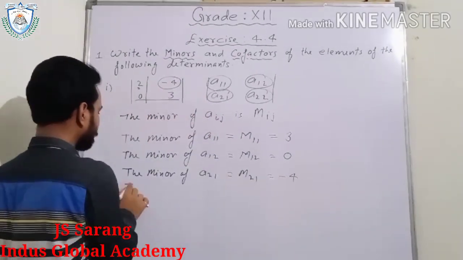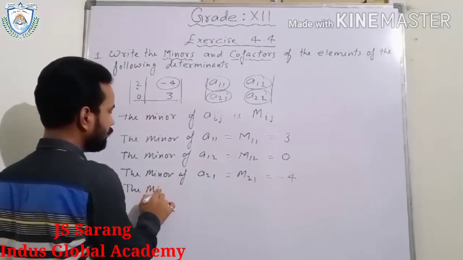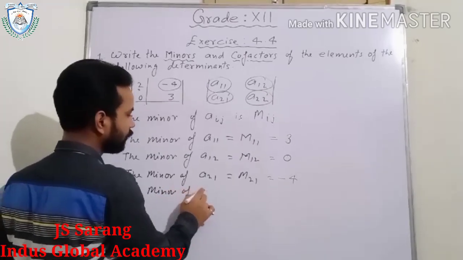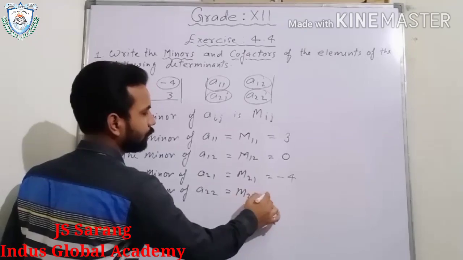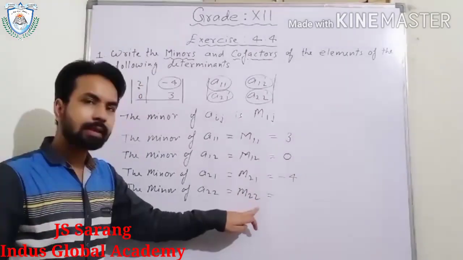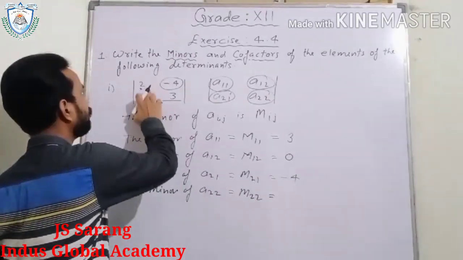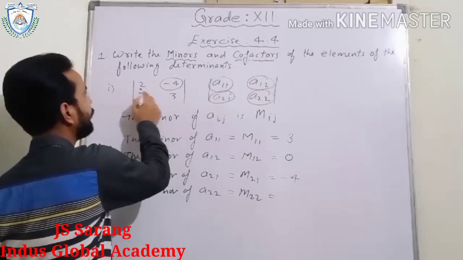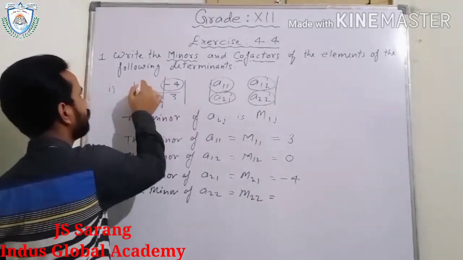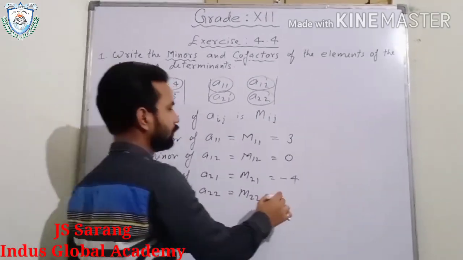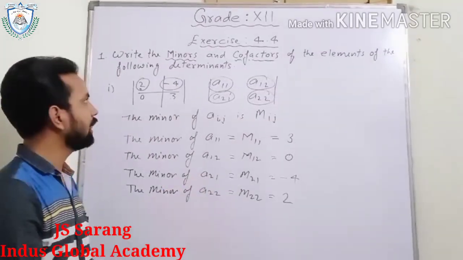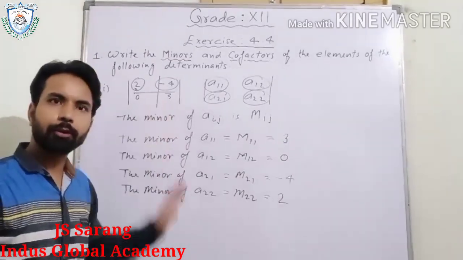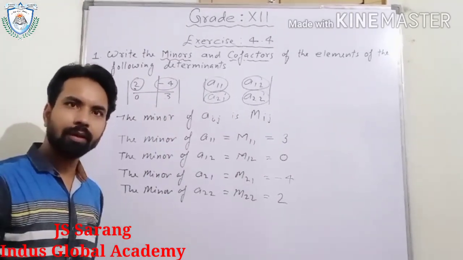Now the minor of A22. A22 means M22. M22 means second row, second column. Now we will have to hide second row and second column. So what is left here? That is 2. So these are the minors of the elements of this given determinant. Hope it is clear to everyone.